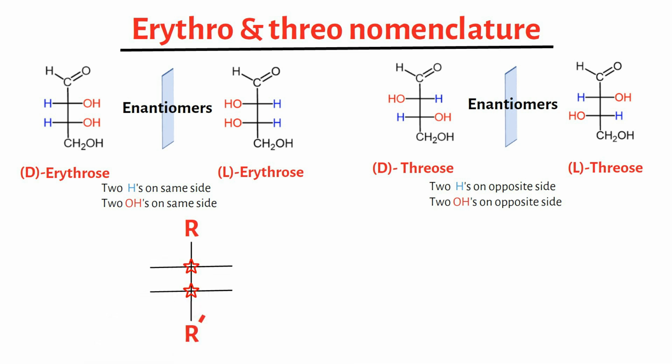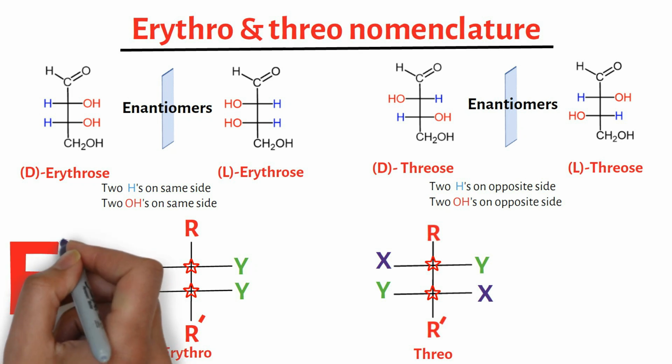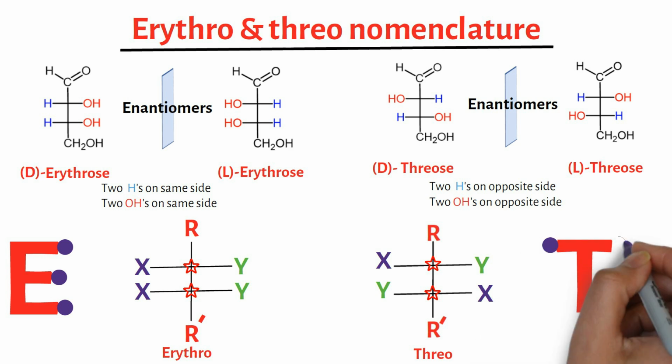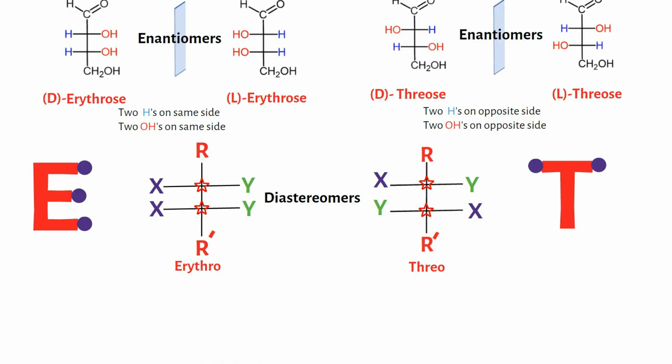Thus, if you have a molecule like this with dissimilar ends, and similar groups are on the same side, we call it erythro. And if the similar groups are on opposite sides, we call it threo. These can be remembered by their first letters E and T. E has its lines on the same side and T has its lines on opposite sides of the vertical line. Notice that the configuration on one chiral center is reversed, therefore these are diastereomers.